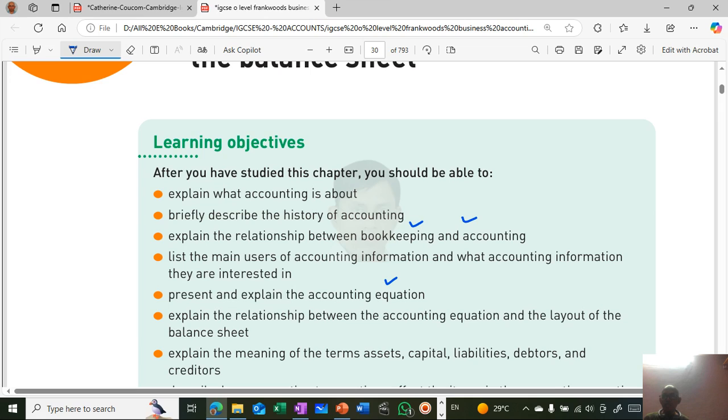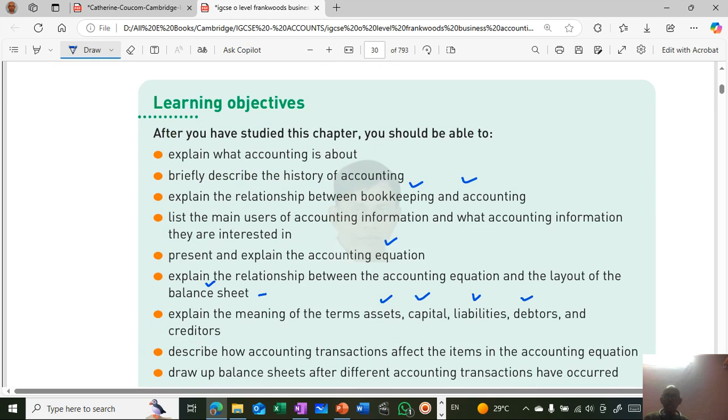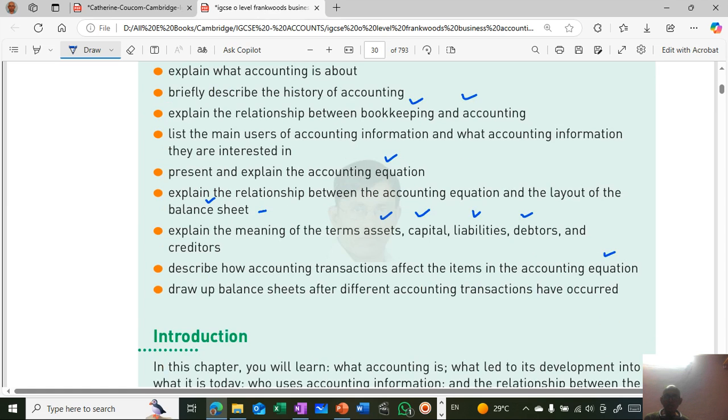Okay. So balance sheet is nothing but statement of financial position. So it is also called statement of financial position. Explain the meaning of the terms assets, capital, liabilities, debtors and creditors. So this is given in a more detailed way. Describe how accounting transactions affect the items of the accounting equation. Then draw balance sheets after accounting transactions have occurred. So all these things we are going to learn in today's class.